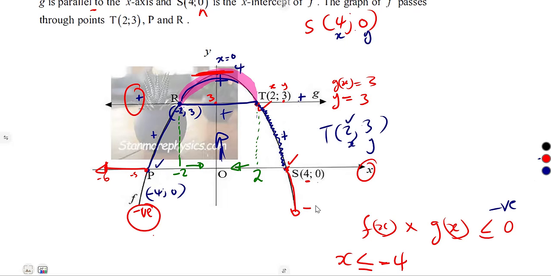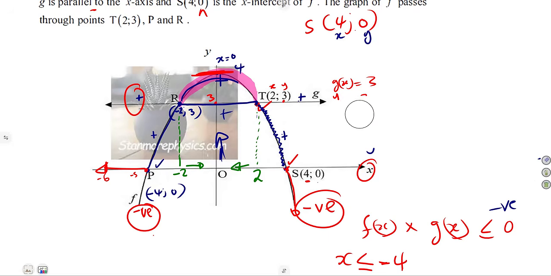But once we are at point S, where x is 4 there, the graph of f, we can see now it's in the negative region. It's below the x-axis. Whereas the graph of g is still there on top. This one is forever positive, just like that. It's above the x-axis. So it's positive. Therefore, values that are greater than 4, 5, 6, 7, and so on.